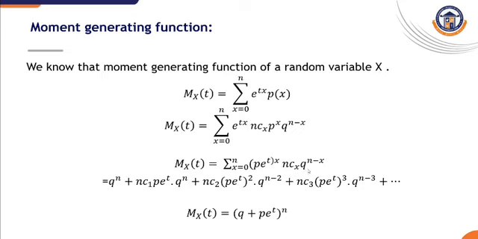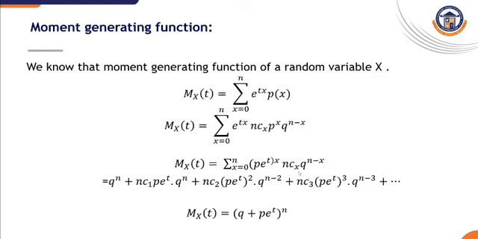Therefore, the first time we substitute x value 0, we get only q power n. And now we substitute the x value equal to 1: p e power t to the power 1 is p e power t, and nC1 q power n minus 1.